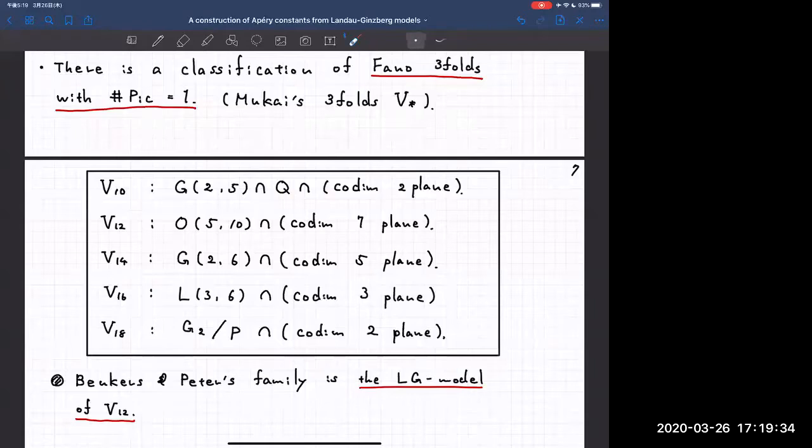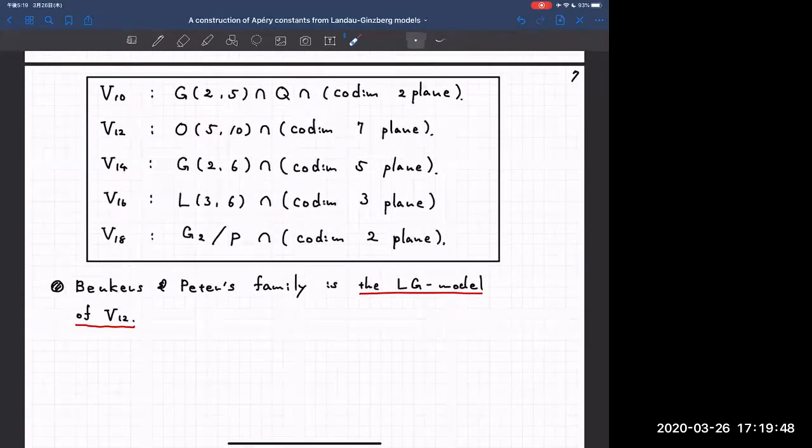Rather than this original definition of V10, V12, V14, V16, V18, later I would like to explain their origin coming from toric varieties. The good point is that when we consider these Mukai Fano threefolds V10 to V18, one of them is just the Beukers-Peters family. Actually, it is an LG model of the Fano threefold V12. So it is natural to generalize their result to other Mukai threefolds.